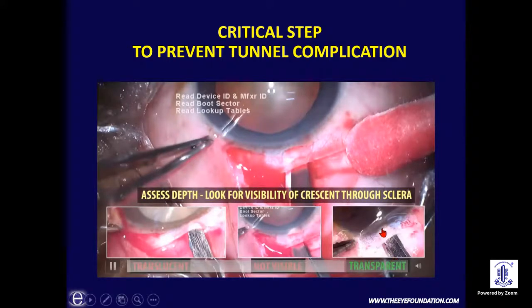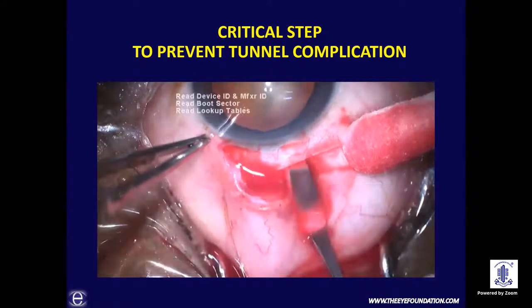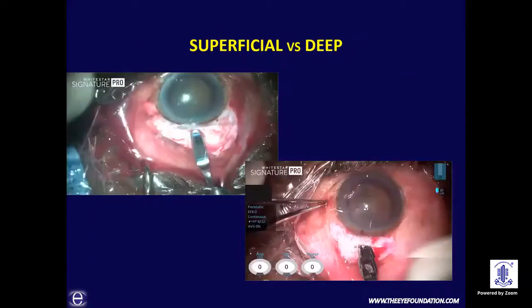What we want is a transparent looking crescent through the scleral upper roof. So once you confirm this, proceed with the tunnel.